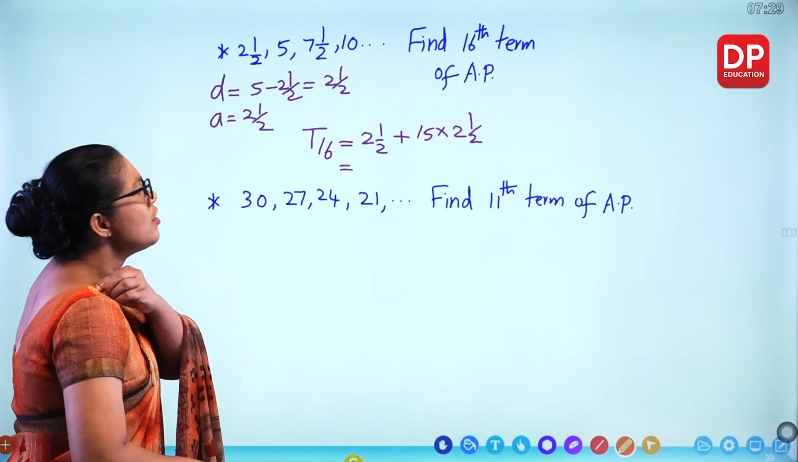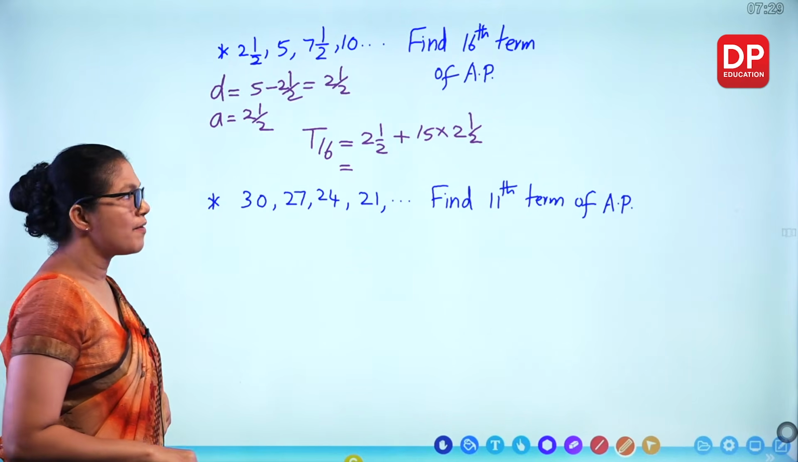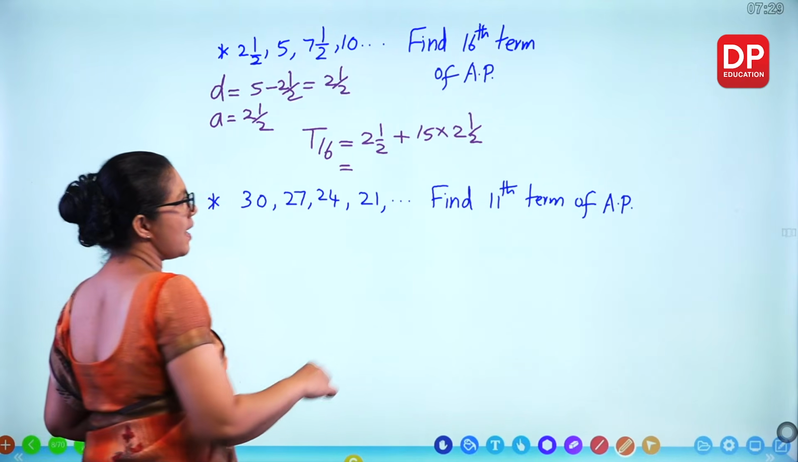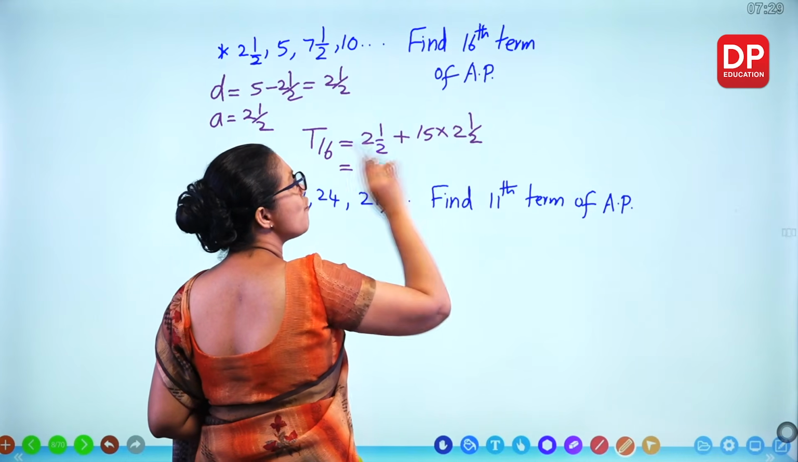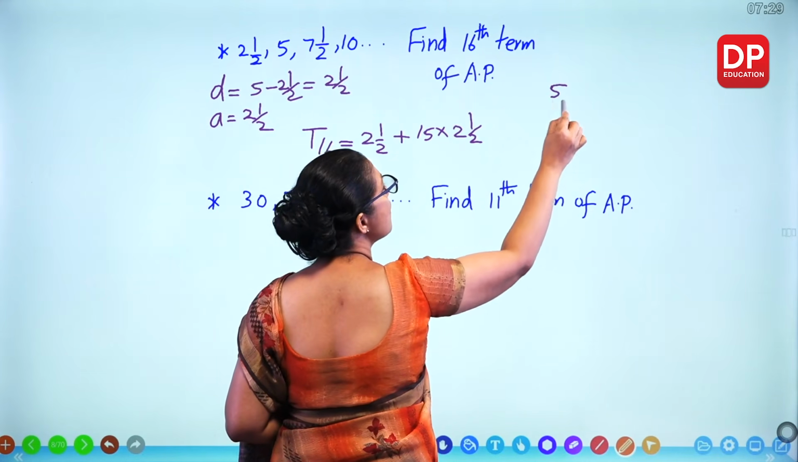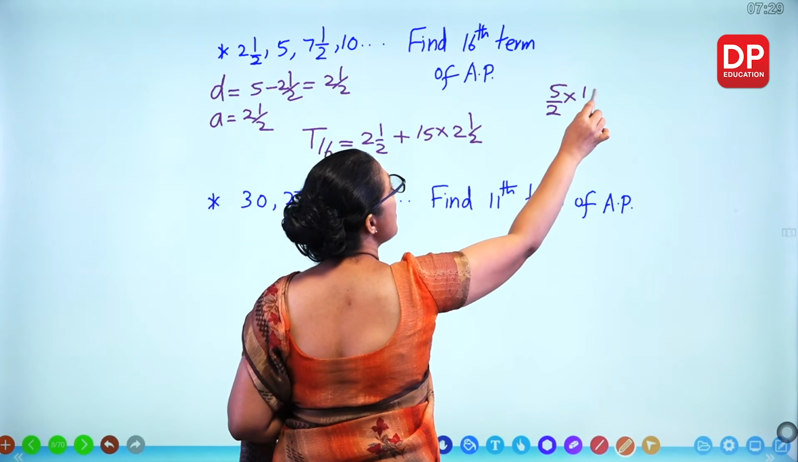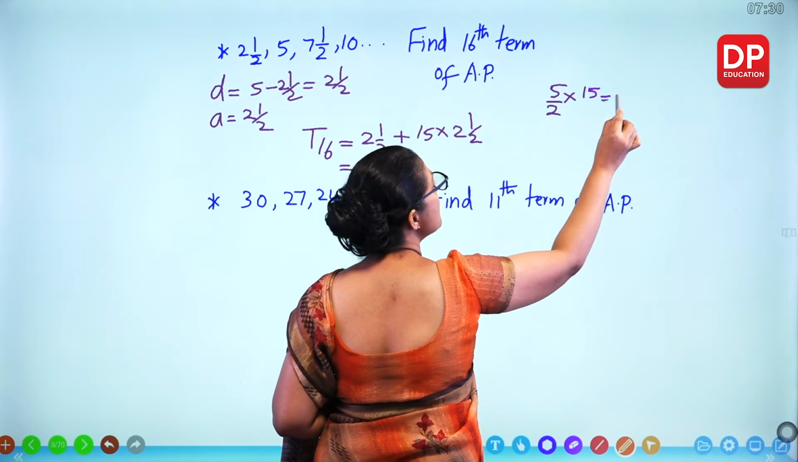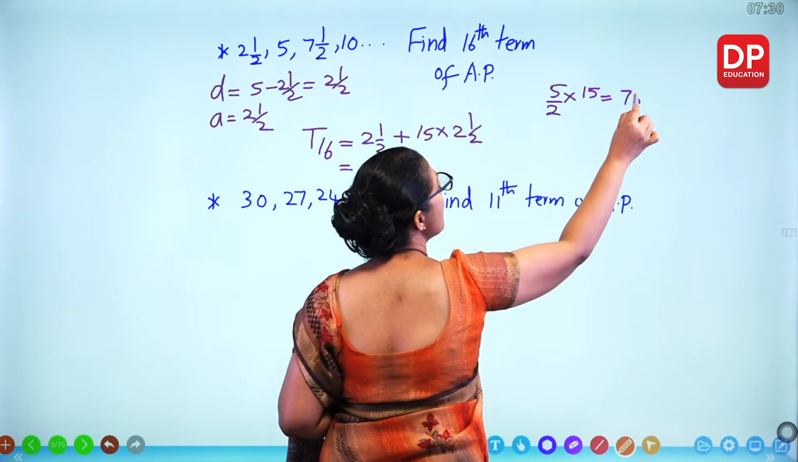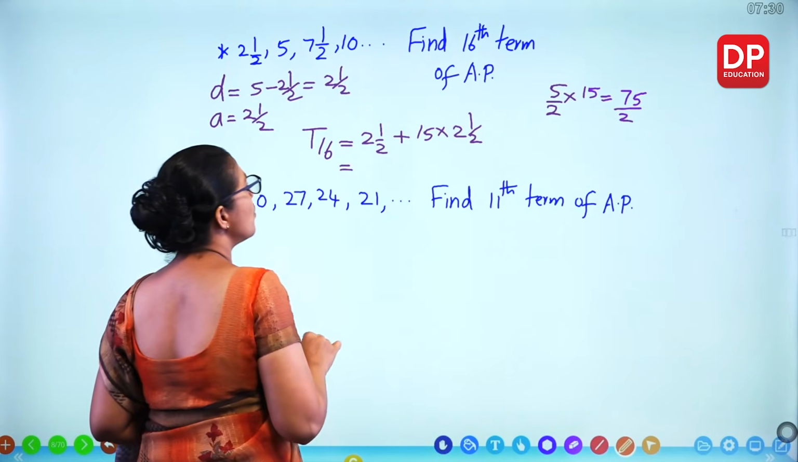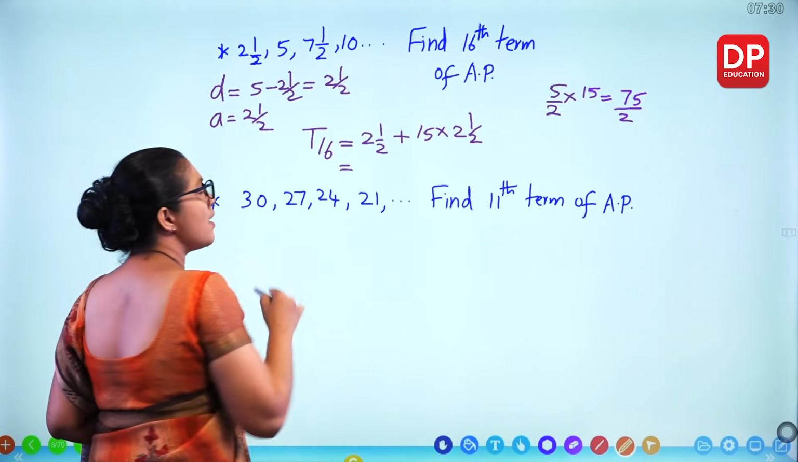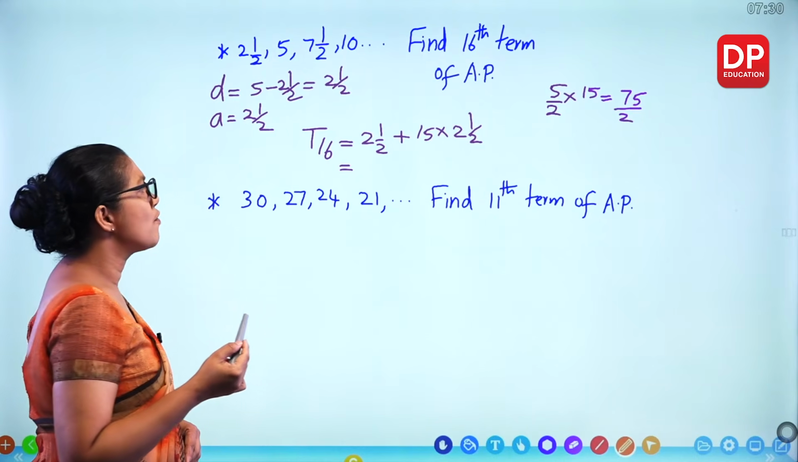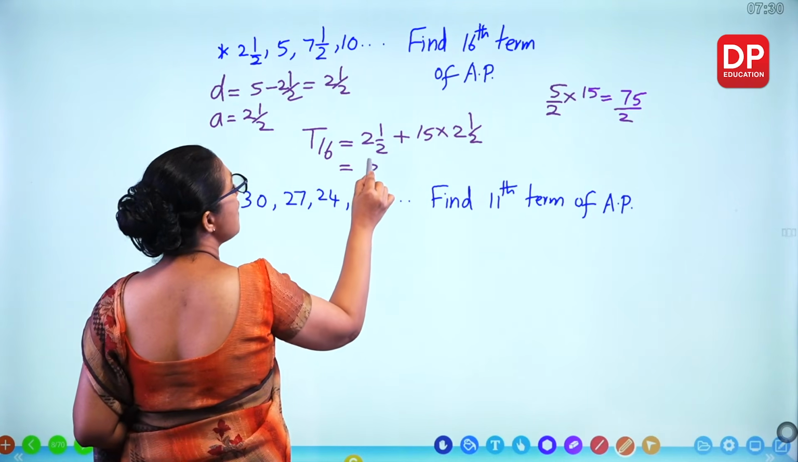How can we multiply? Fraction multiplication: you have to convert to an improper fraction and then multiply. So, 2 times 2, 4, 4 plus 1, 5. So, 5 over 2 multiplied by 15. What's the value? 5 times 15 is 75 over 2. Here, 2.5 I can write as 5 over 2.